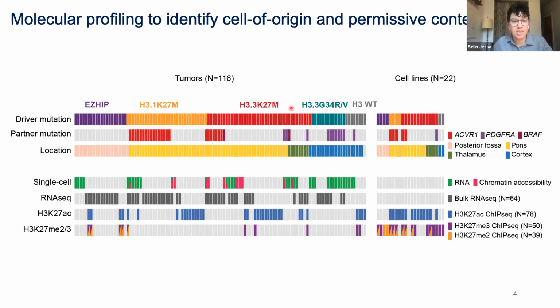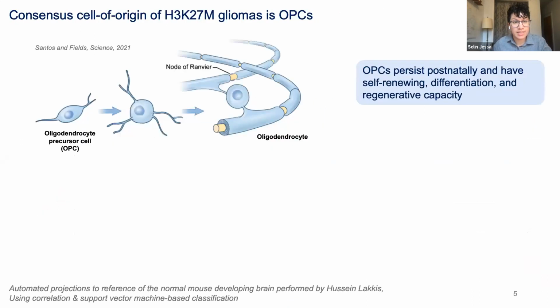We assembled a large cohort of both patient tumors and patient-derived cell lines, which we profiled by single-cell RNA-seq, bulk RNA-seq, and ChIP-seq for different histone marks. Now, the consensus on the cell of origin for histone 3 K27M gliomas is in oligodendrocyte precursor cells, which give rise to oligodendrocytes, and these are the myelinating cells of the nervous system. Importantly, the OPCs persist postnatally, and they have some self-renewing, differentiation and regenerative capacity.